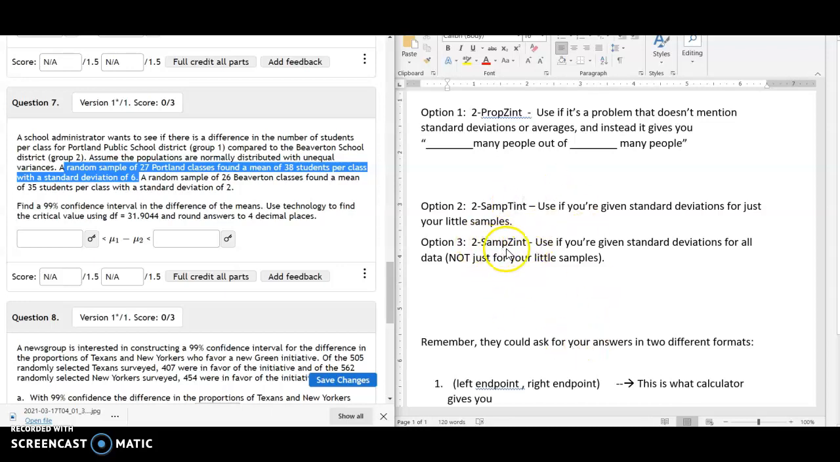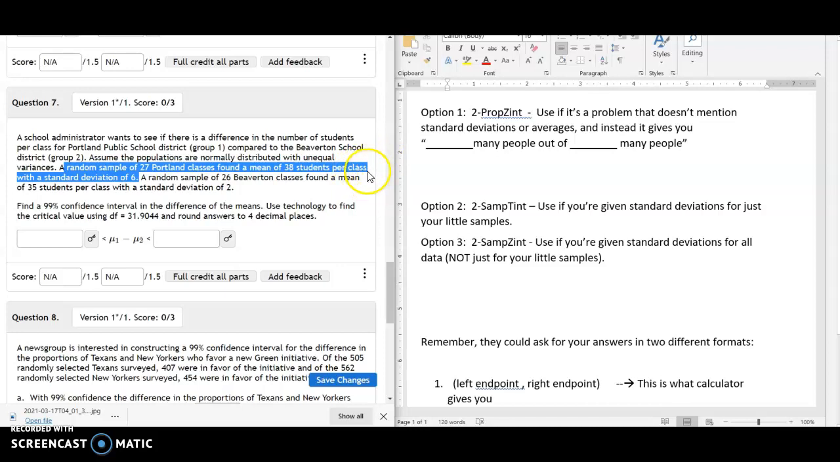This third option, 2-SampZInt, is what you're going to use if you're given a standard deviation for all data. Okay? So looking at question 7, I'm going to change it to show you an example of what that would look like if it was a 2-SampZInt problem. If this had said, this highlighted sentence, a random sample of 27 Portland classes found a mean of 38 students per class, period, end the sentence.